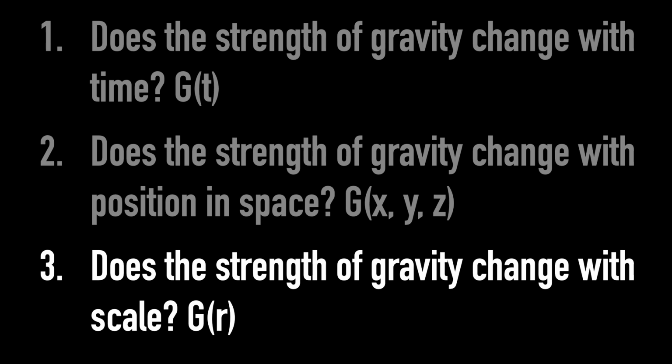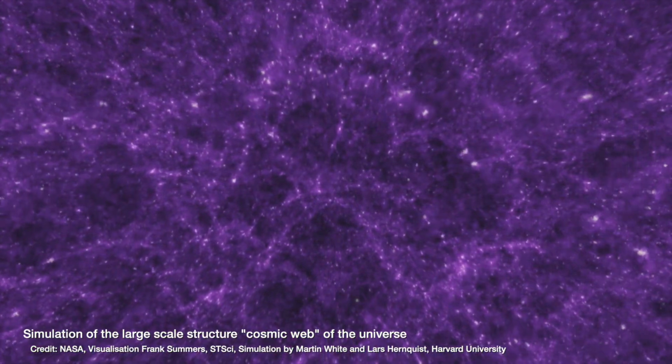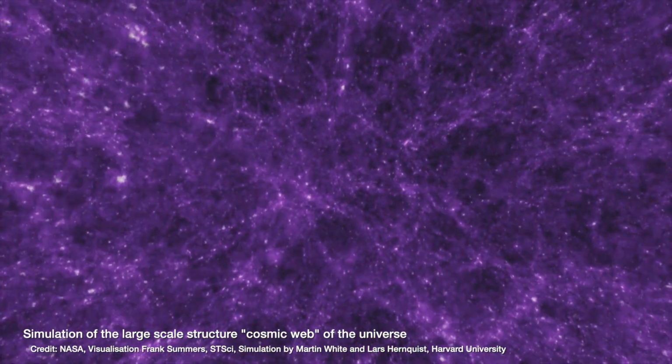Is the strength of gravity that we measure here on Earth and in the solar system the same as for the next star system over, or in the next galaxy, or even on the other side of the universe entirely? And then the third question you could ask is, does the strength of gravity vary with the scale of the object? For example, is the strength of gravity the same here on quite small scales, like with the Earth going around the sun, as it is around incredibly dense objects like black holes, or on incredibly large scales when you have an entire galaxy or a galaxy cluster, or even the entire large-scale structure of the universe that we call the cosmic web?